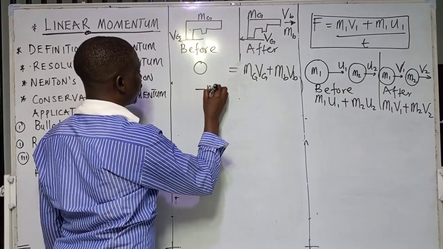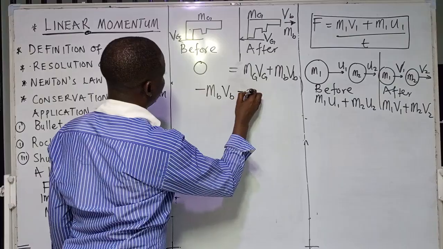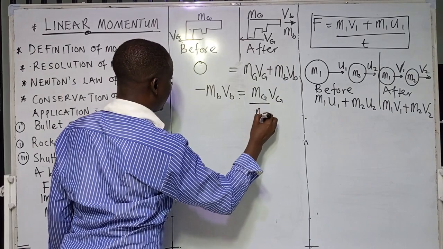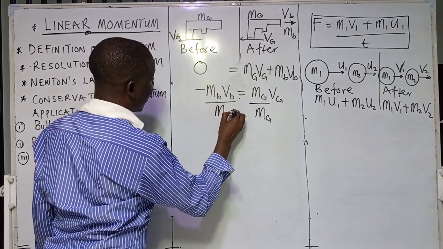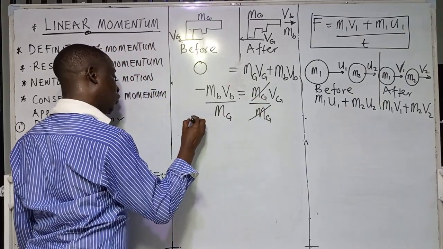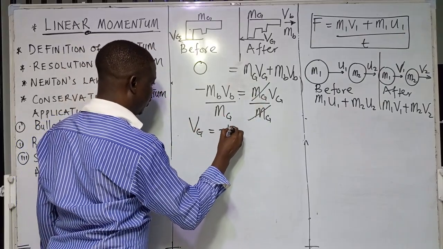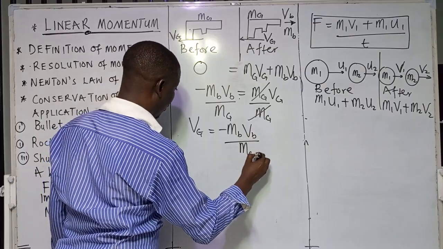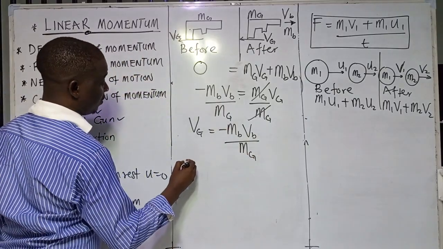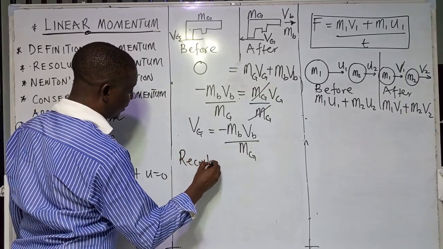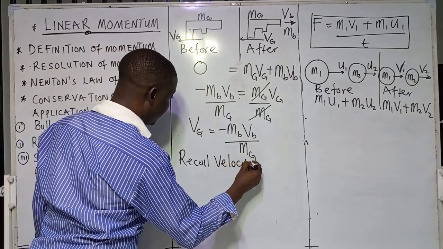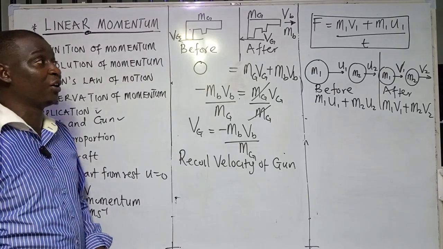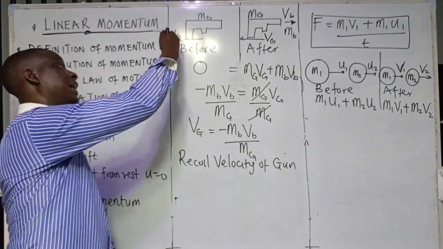I want to have minus mb vb is equal to mg vg. So divide both sides by mass of the gun. This will cancel. So velocity of the gun is equal to minus mb, mass of bullet, velocity of bullet over mass of gun. Now, why is this minus? This is what we call the recoil velocity of gun. So this is the recoil velocity of the gun, which will move like this.